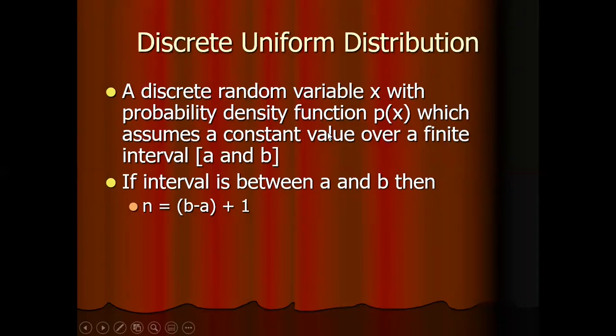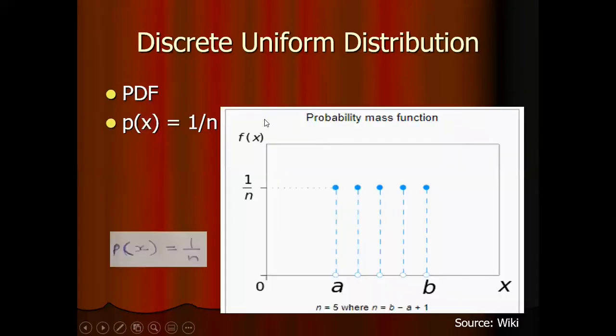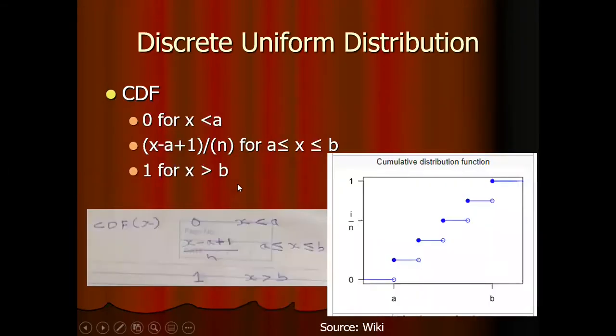If the interval is between a and b, then the total number of cases will be b minus a plus 1. This is the probability density function of discrete uniform distribution, where the probability of each value of x between interval a and b is constant and is given by 1 by n. This is the cumulative density function of discrete uniform distribution, which is given as x minus a plus 1 by n for any value of x between a and b.